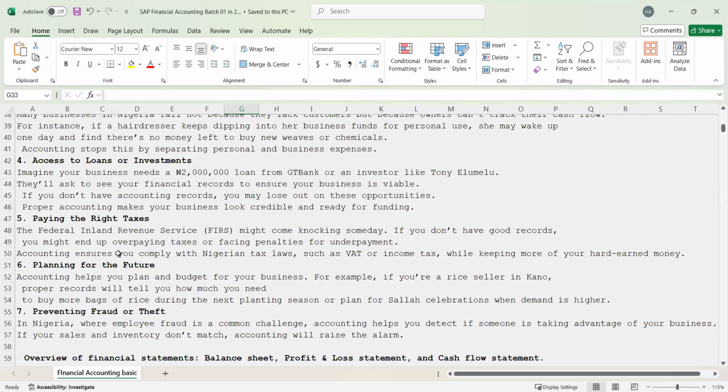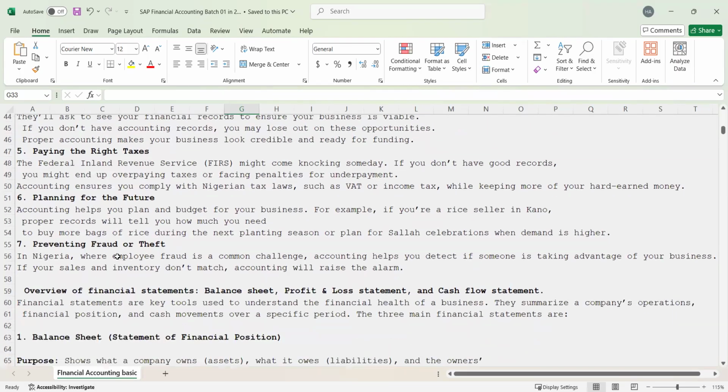So accounting ensures you comply with Nigerian tax law, such as VAT and income tax, and with this, you'll be fine if you follow the right accounting principle, right? So accounting will ensure you know how much you are paying, whether you're actually paying correctly or you're not paying correctly. This is what accounting will do for you.